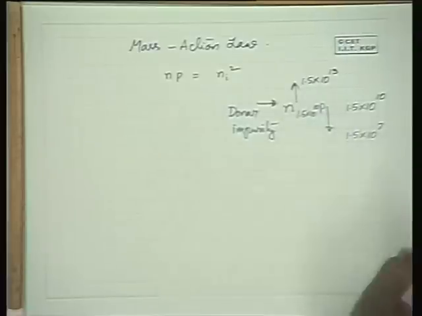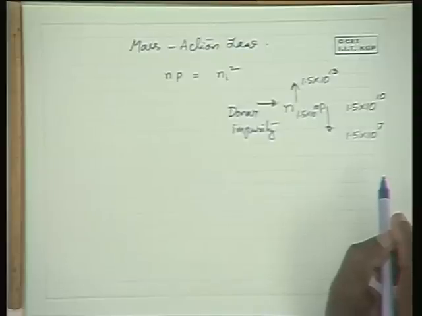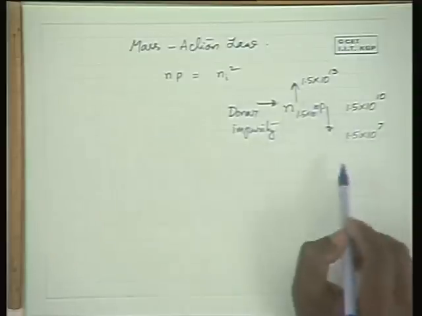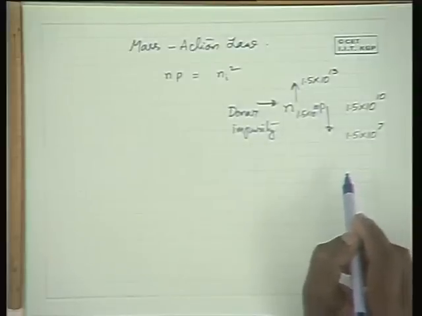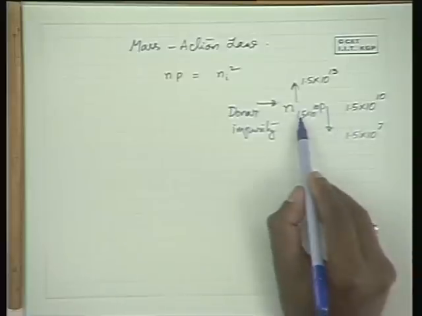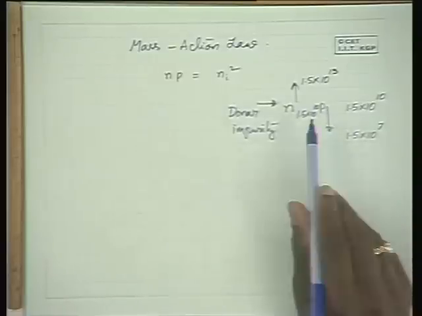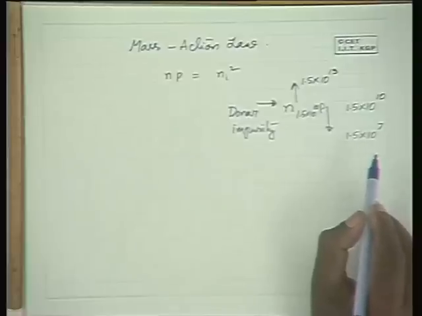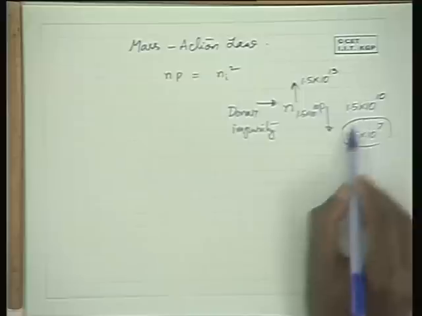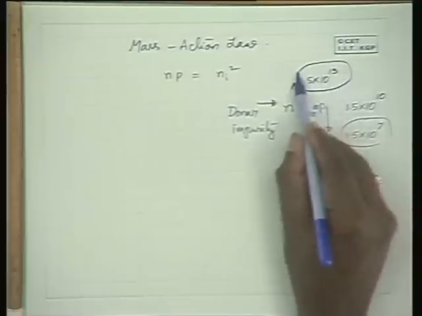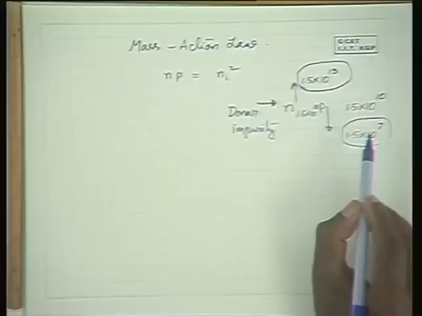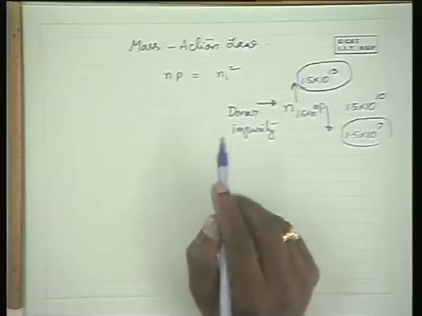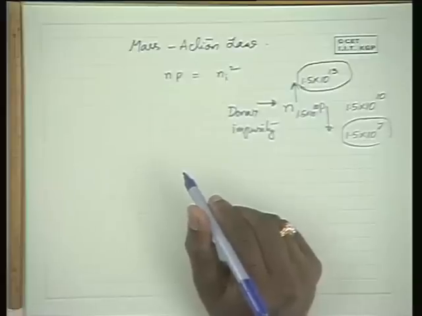What happens to the total charge carriers now? Is it remaining constant? Earlier it was 1.5 into 10 to the power of 10 electrons and 1.5 into 10 to the power of 10 holes, and now it is 1.5 into 10 to the power of 13 electrons and 1.5 into 10 to the power of 7 holes. So this is negligibly small, and the number of charge carriers now rises to this. But the product is constant. That's what the mass action law states.